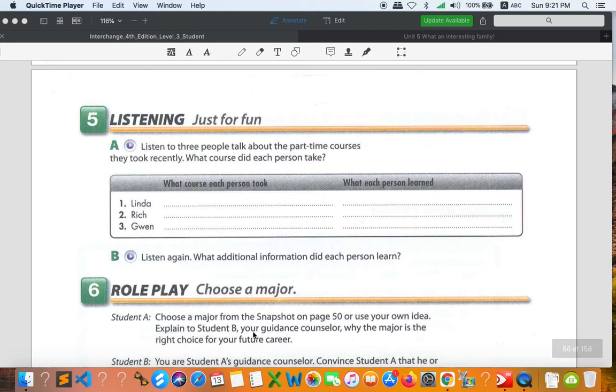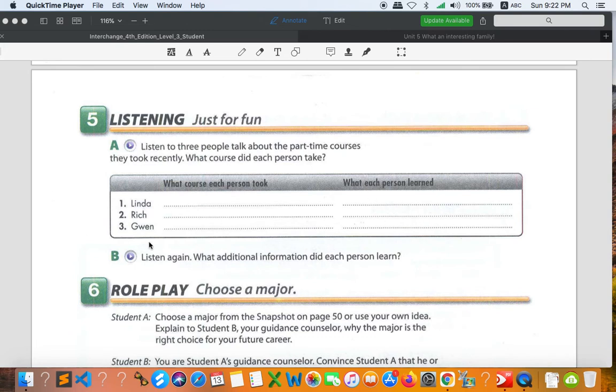This is about listening, so you can refer to the audio that I attached. What you have to do in this activity is to listen to 3 people talk about the part-time courses they took recently. So not about part-time jobs, but about courses or some kind of training. What course did each person take? As you can see right here, we have Linda, Rich, and Gwen. You have to find out the course that each person took, and what each person learned.